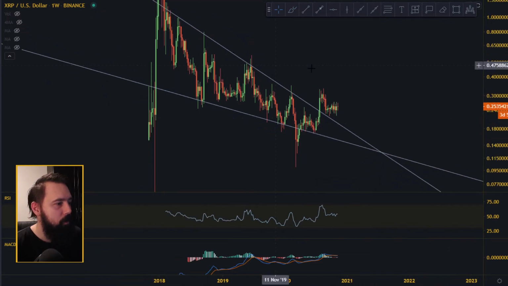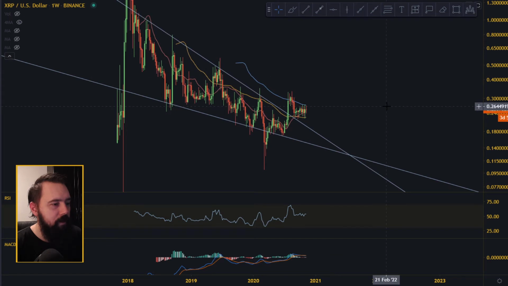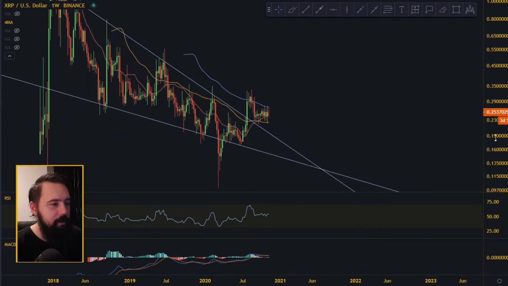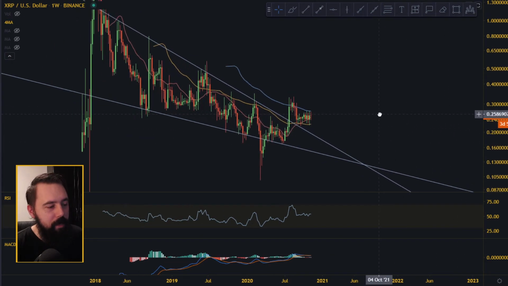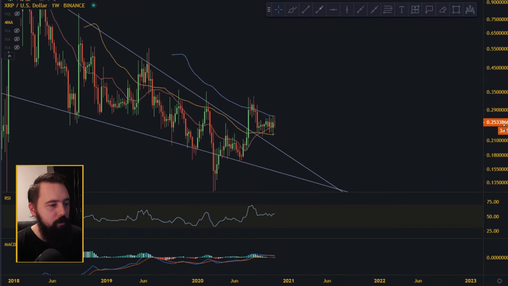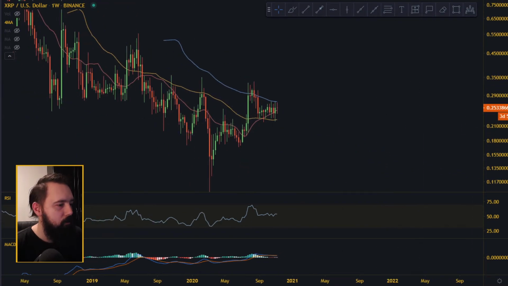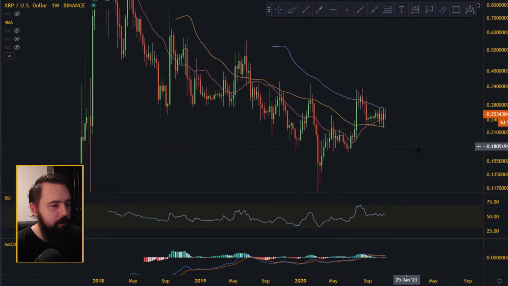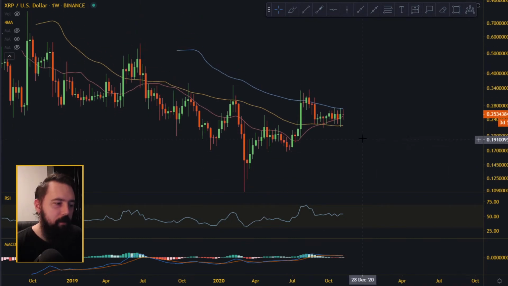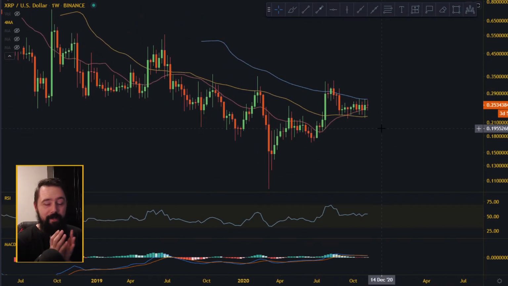Now let's start looking at the moving averages. Moving averages are important, and I think the weekly moving averages for XRP are the most important right now. Let me remove the wedge. This is the wedge over here. I'm gonna zoom in on this more, and I have to say something about this chart. This is a really frustrating chart to look at.